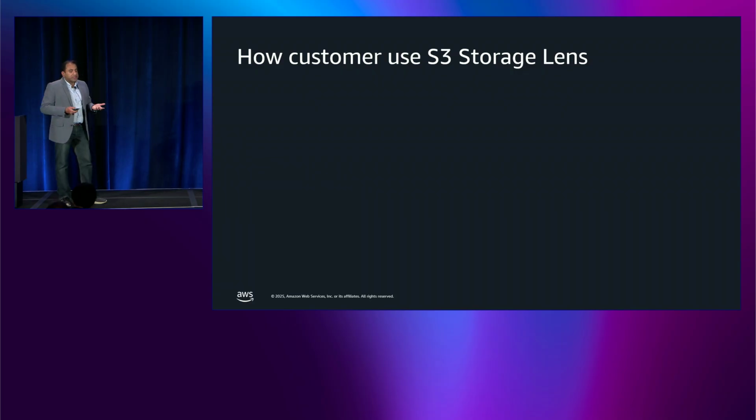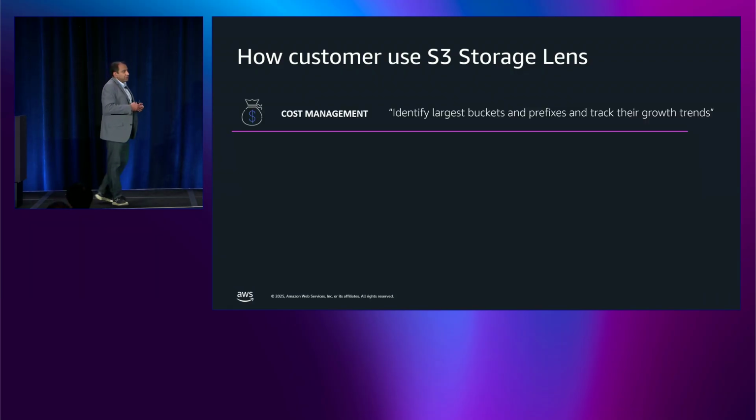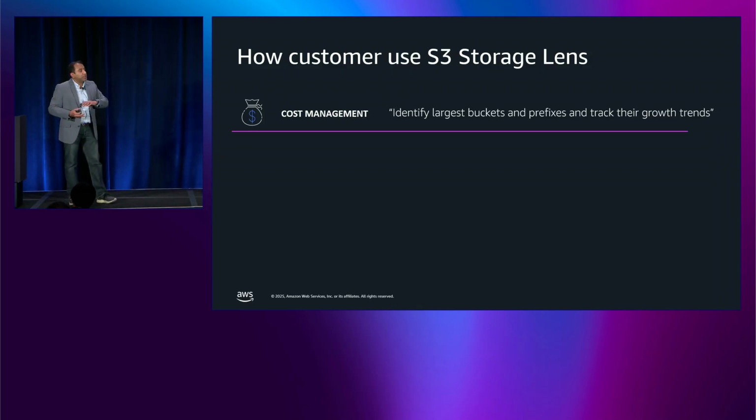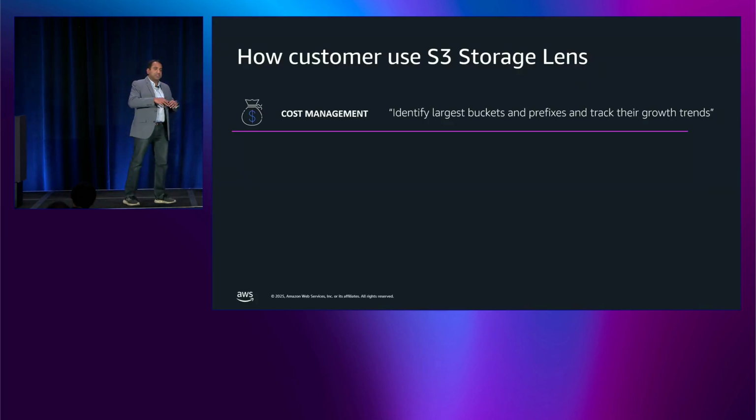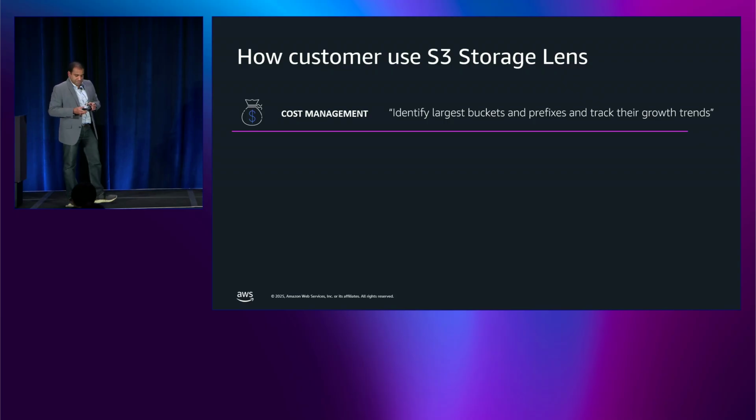Now the primary use case with S3 Storage Lens is cost management, right? So questions like, which are my largest buckets? Which are my largest prefixes? How has the storage been growing over time? Do we see any anomalies, a sudden increase in storage in any of my buckets or prefixes? That's the kind of questions you can get answered through Storage Lens.